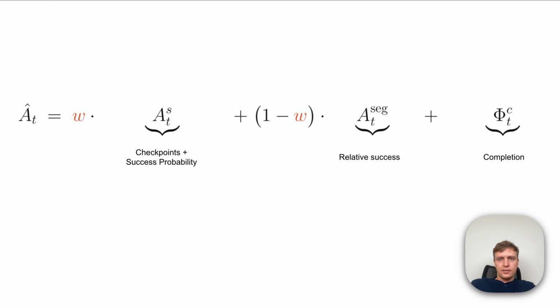And finally, this is the formula that I use in the end. So I combined all these factors together that we already discussed. First of all, I use this generalized advantage estimation that is based on checkpoints and success probability. Then I have this relative success advantage, and they are always summed up with some weights together. And then finally, I have this completion potential that additionally shapes the signal and gives some positive signal for completing the task, even if the success probability was always high for this task. And this is the advantage that I'm using.